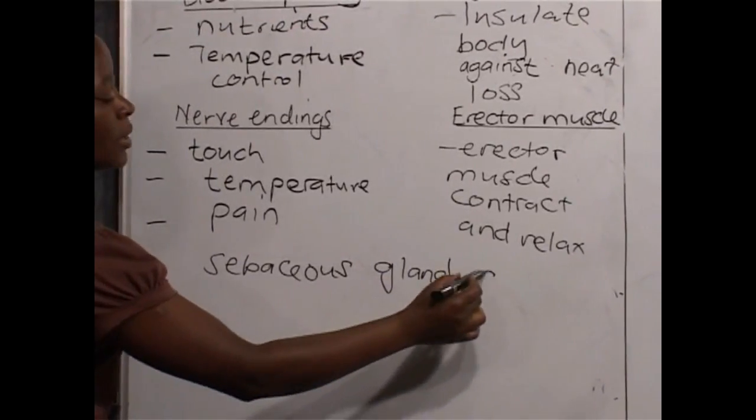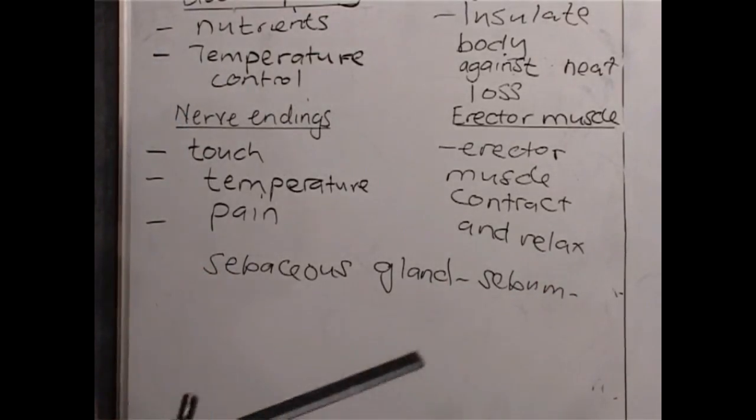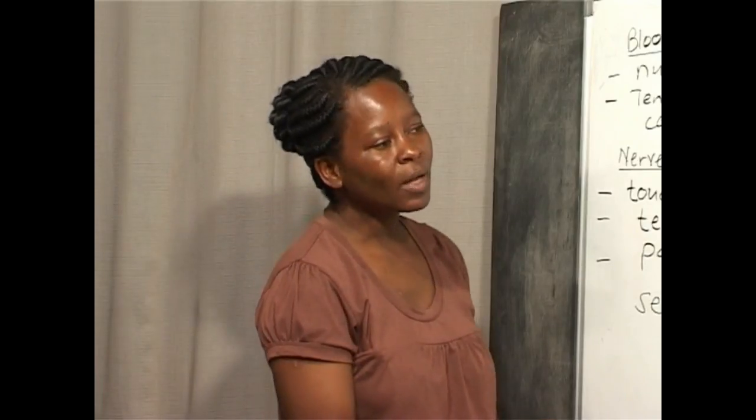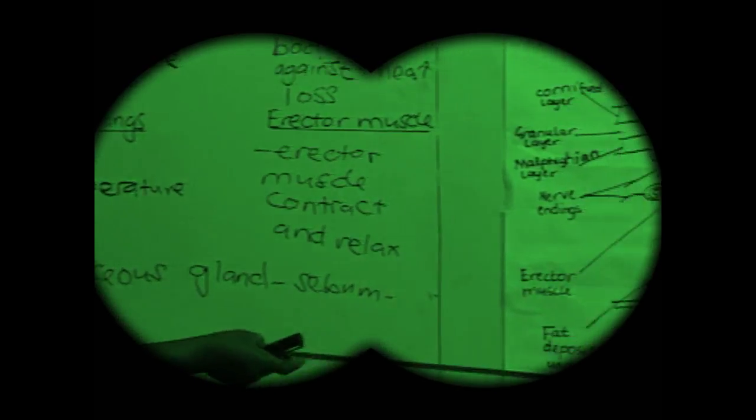So this one produces sebum, an oily liquid. This sebum will make the skin soft. This is important so that the skin does not crack easily. So we found that these parts that we've labeled in this diagram are very important.